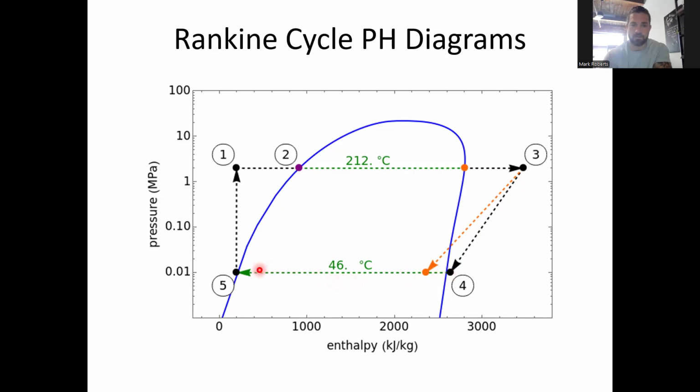So this is where our cooling part is occurring. So we can just follow this line, again, constant pressure. It's going to be constant pressure condensation from a saturated vapor to a saturated liquid. And then our pump is going to take that saturated liquid.